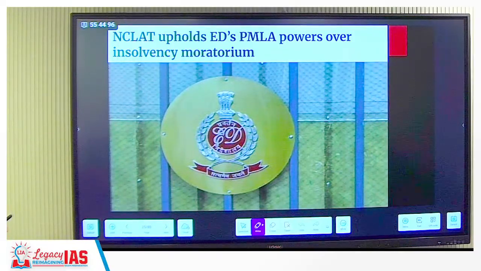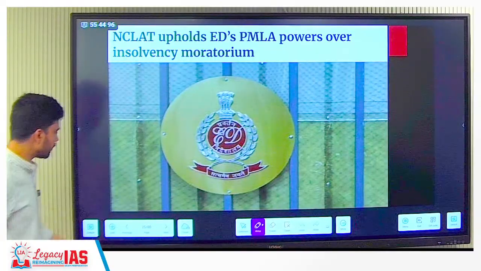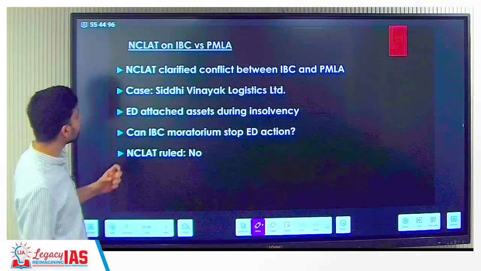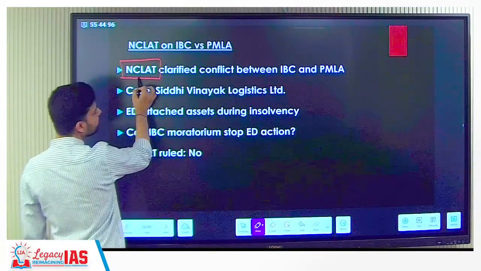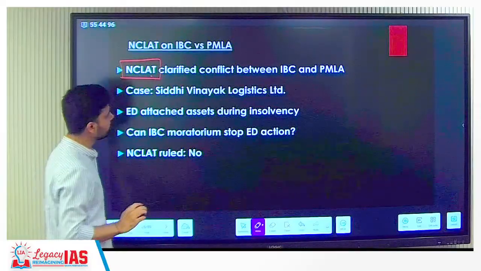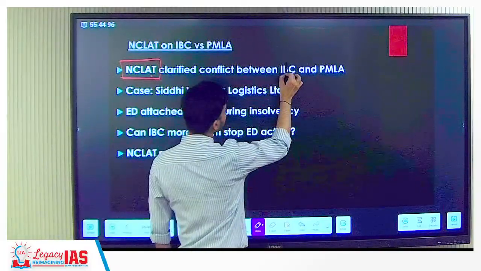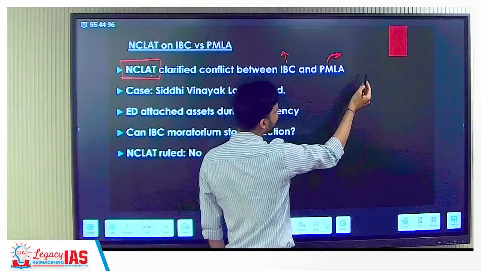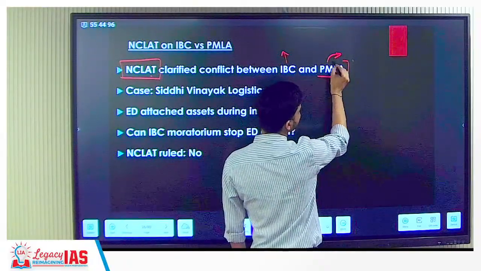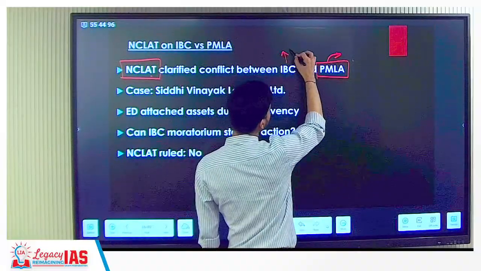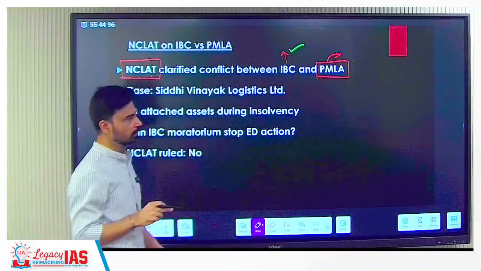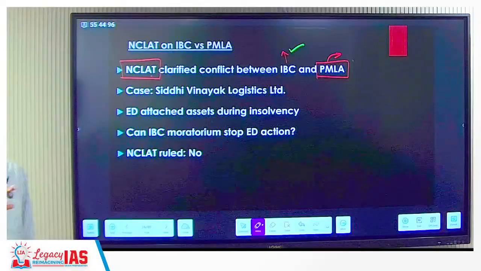Then the third topic, a fourth one, I think. NCLAT upholds ED's PMLA powers over the insolvency moratorium. So basically what is going on? Two bodies are fighting with each other. Okay, so you have NCLAT, National Company Law Appellate Tribunal, right? It has clarified the conflict between two bodies, two acts we can say. So this is PMLA, Prevention of Money Laundering Act, and IBC is what? Insolvency and Bankruptcy Code, something that you have.